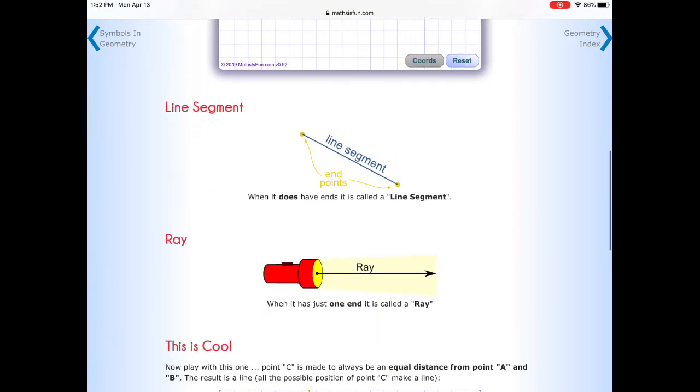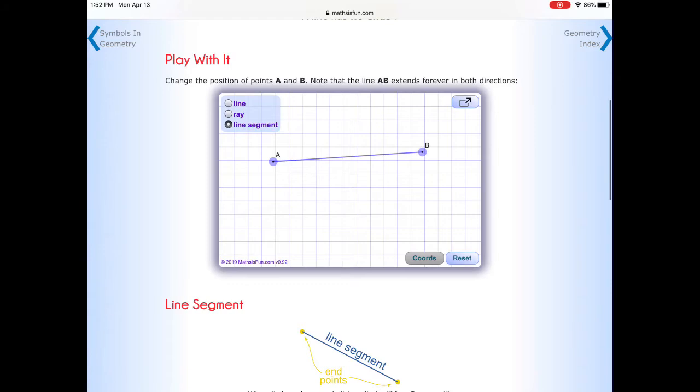A ray has 1 endpoint, and in the other direction, it goes on forever. So if I were to make this into a ray, I can still connect the 2 points. One of them is the starting point, we call it the endpoint, and the other one we pass through, and then the rest of the ray goes on forever. Let's go look at some of our problems here.